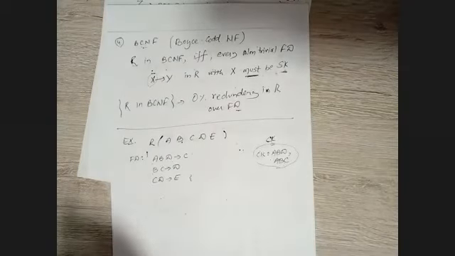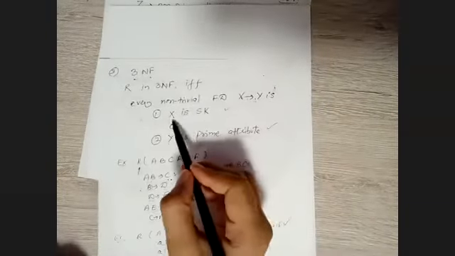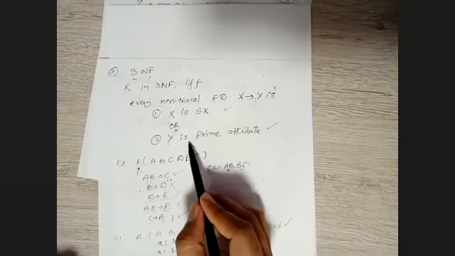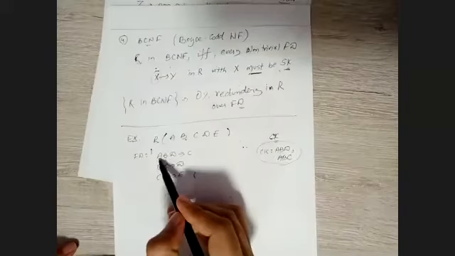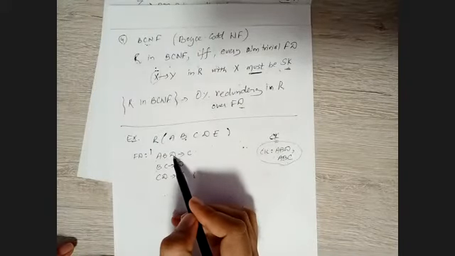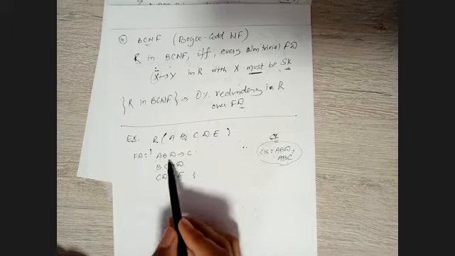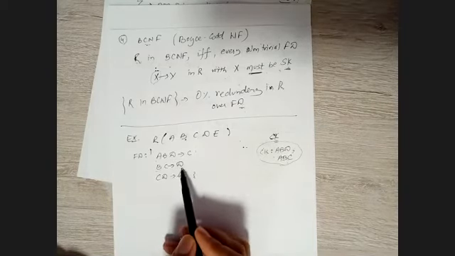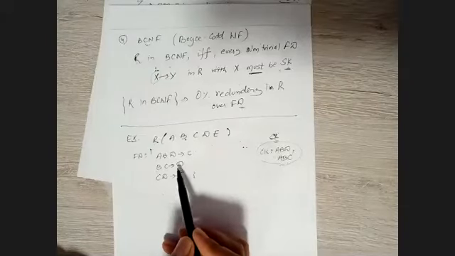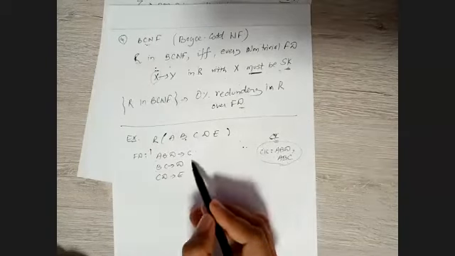Now let's move on to 3NF. 3NF says either X is a super key or Y is a prime attribute. For the first functional dependency, it is already a super key, so that's fine. But look at this one: is it a super key or candidate key? No. Is D a prime attribute? Yes, it is a prime attribute. So this is in 3NF.